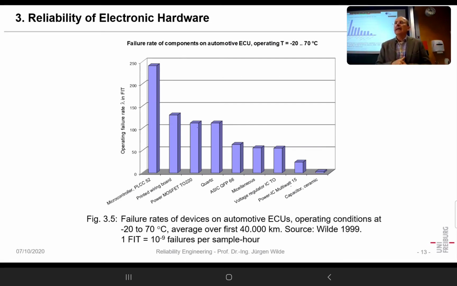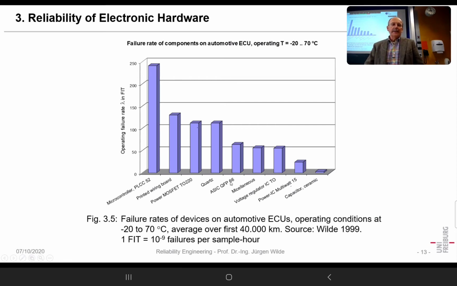As we saw, we have many devices on that board. For instance, we have a microcontroller, which is a 52 IO device, surface-mounted device. We have a printed wiring board. We have a power MOSFET. That's a relatively simple device. We have a quartz. We have an ASIC. Interesting is when you look at the ASIC, it's a QFP, also a surface-mounted device with 66 IOs.